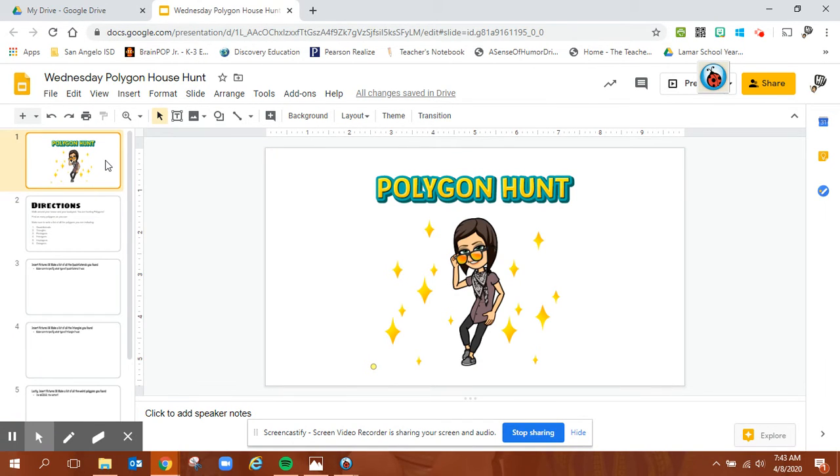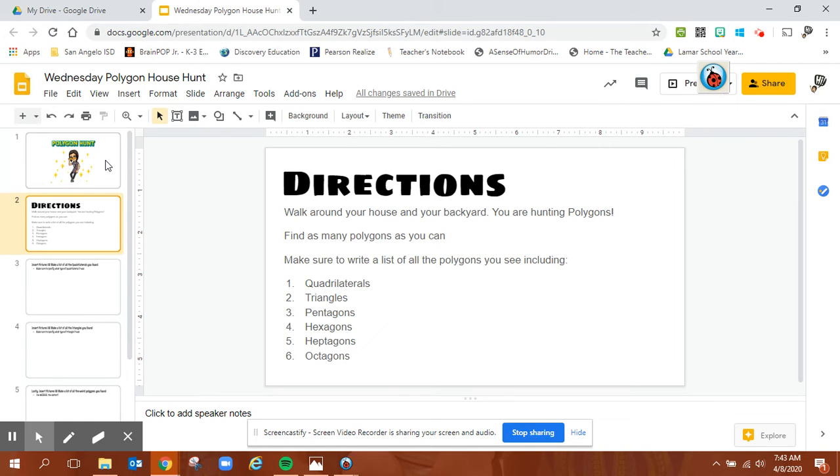Okay, so today's assignment is a polygon hunt. So what you're going to do is walk around your house and your backyard and look for polygons. You're trying to find as many polygons as you can. So if I were you, I would have a piece of notebook paper out. I would be writing down, like, here's how many triangles I saw, here's how many quadrilaterals I saw, and what those were. So if you saw a picture frame in your house, that is considered a quadrilateral, right? If it was a rectangle. So I'd write down, under quadrilateral, rectangle, picture frame. Okay?